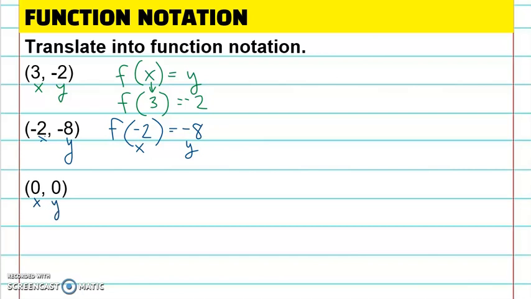x, y, 0, 0. So we have f of 0 equals 0. It's nice when it's the same because, guys, you can't mess it up. They're both the same number. All right, so that's ordered pairs for function notation. Not bad, right?